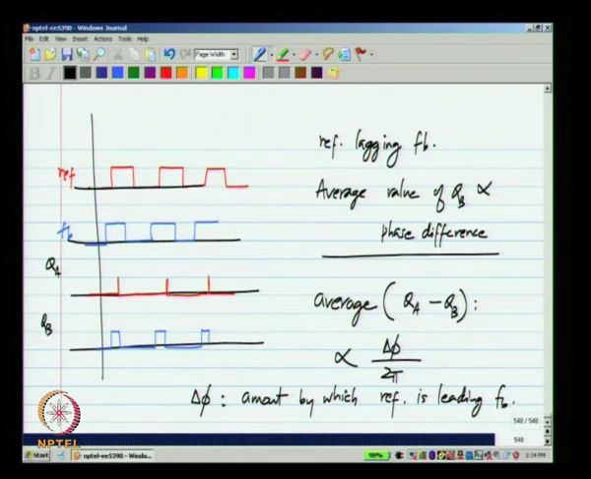So, if reference is actually lagging the feedback signal, that means that this delta phi is negative, and the average value will also be negative, because if reference is leading the feedback signal, QA will have a positive average and QB will have a 0 average, and if a reference is lagging the feedback signal, QA will have a 0 average and QB will have a positive average. Okay. So, this is a phase detector whose average output is related to the phase difference between the two signals.